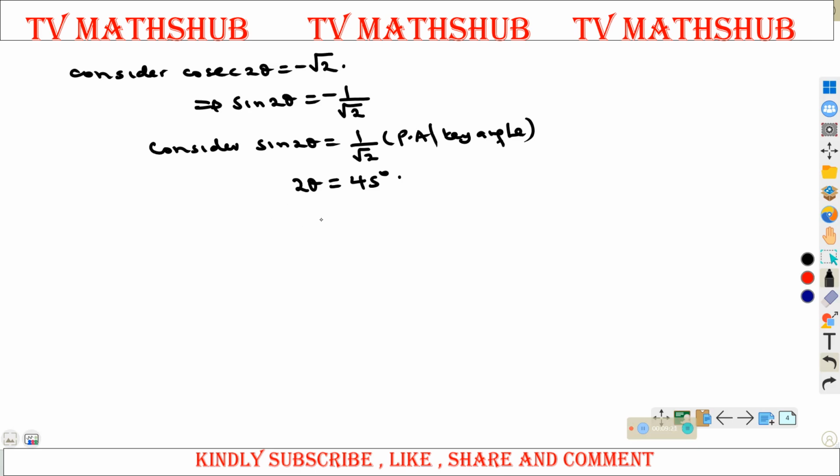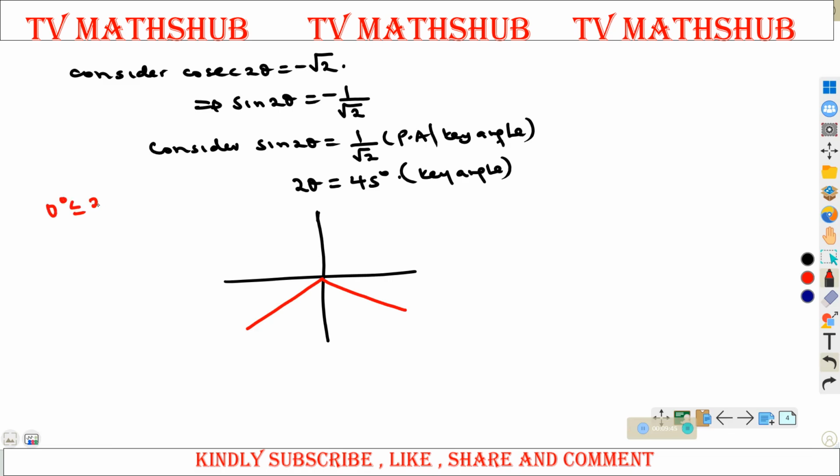Now from here, you need to get the required angles. So this is your key angle. You need to get the required angles where sine is negative. So where do we have sine negative? Sine is negative in this quadrant, and in that quadrant. But remember, the range for 2 theta is from 0 degrees to 360 degrees. So we have 45 degrees here, we have 45 degrees here. We are looking at where sine is negative. So sine is negative in this quadrant. So we shall take the required angles.